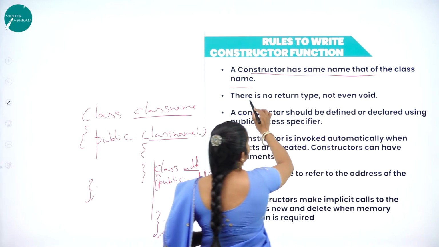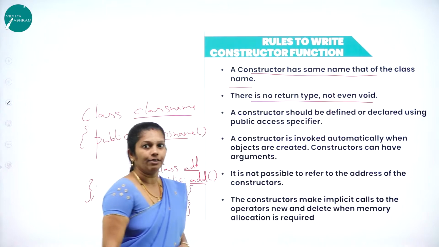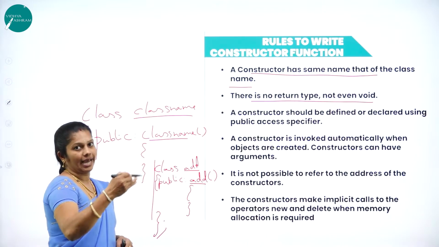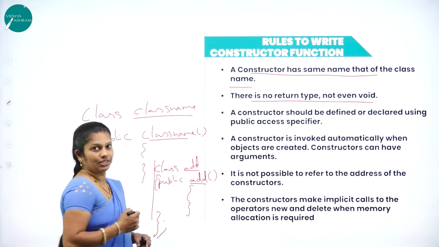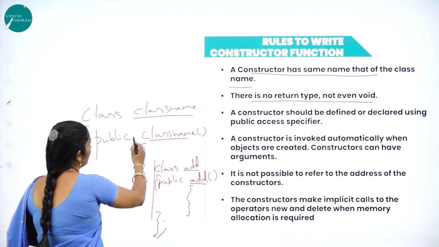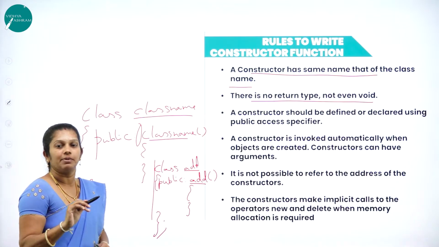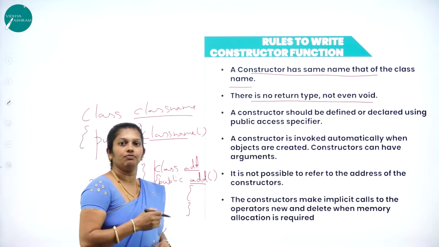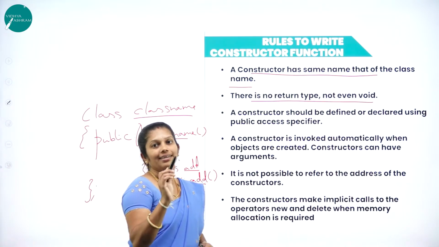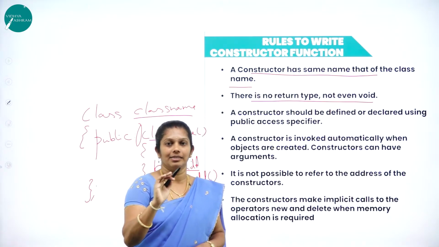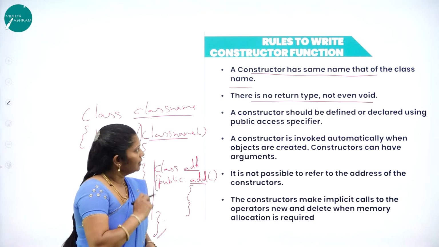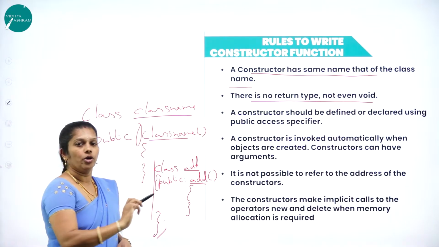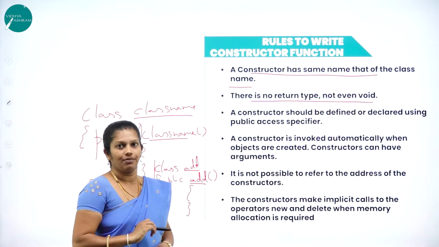Then, there is no return type specifier, not even void. Whereas for other functions, we write void, int, char, float, like that, before the function name. Here, if you observe, we don't have any return type specifier, not even void. Usually you are going to get this question for 5 marks: what are the rules to write a constructor, or how to write a constructor, which are the rules we have to follow. Then, there is no return type specifier, not even void also. You are not supposed to write any return type specifier here.